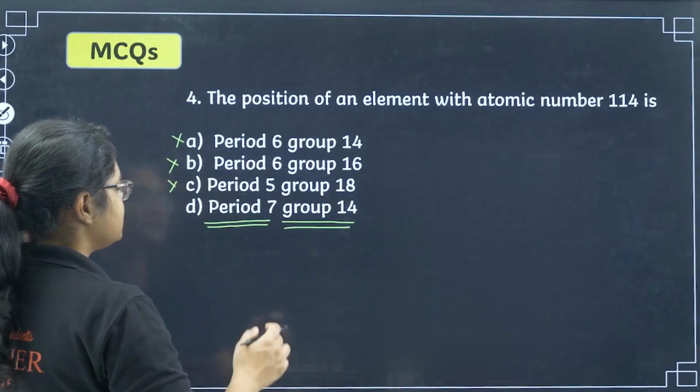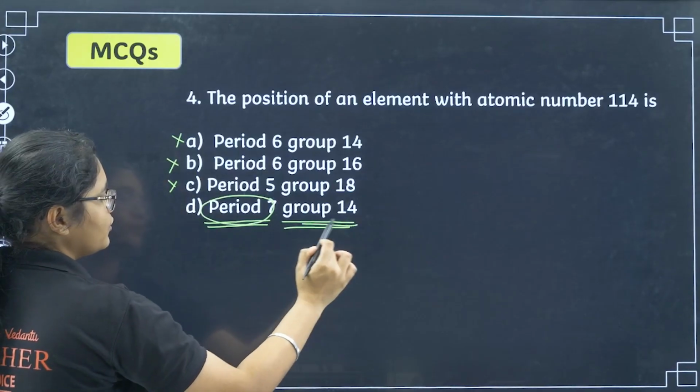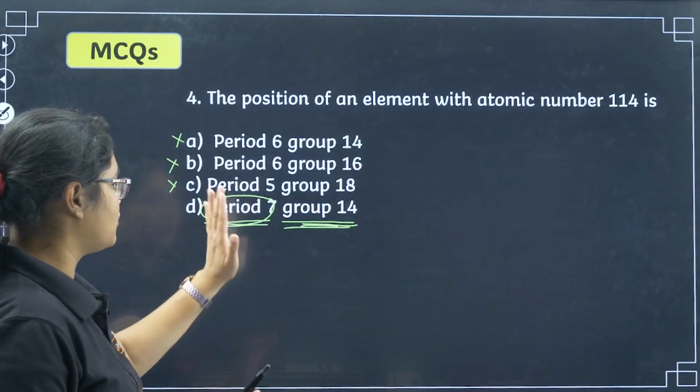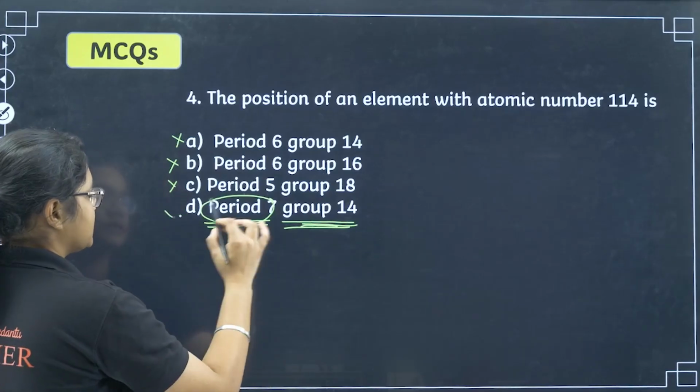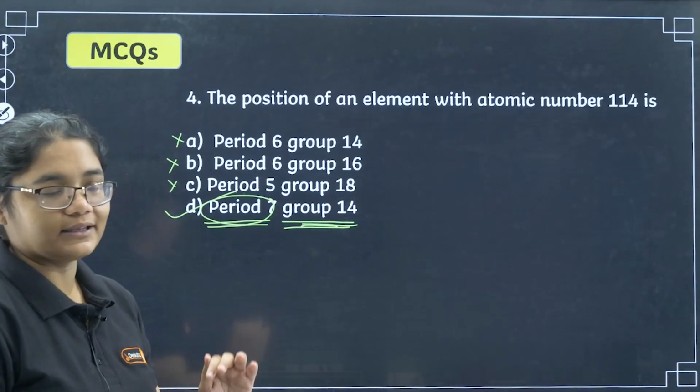So all these elements, definitely it has to be 7th period. If you don't know this also, you don't have to worry. There's only one option with 7th period, so that has to be the correct answer. That is option number D here.